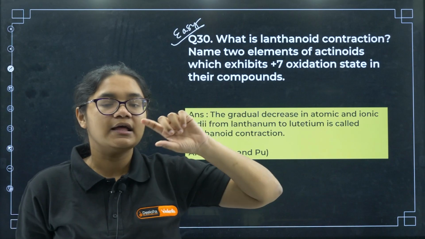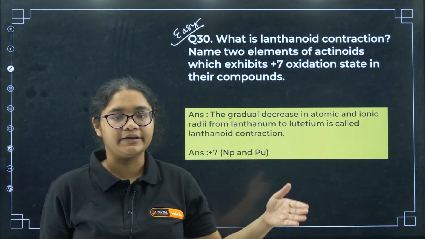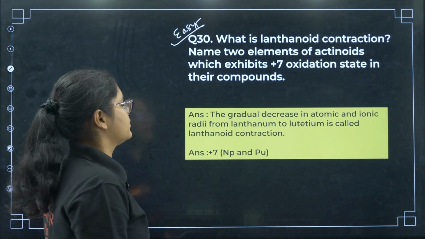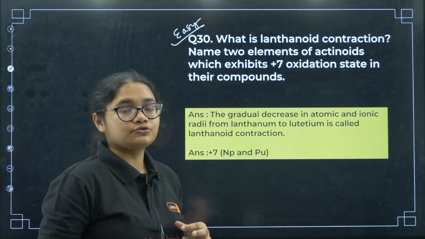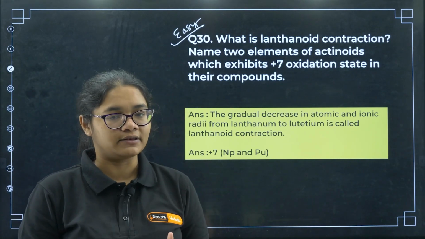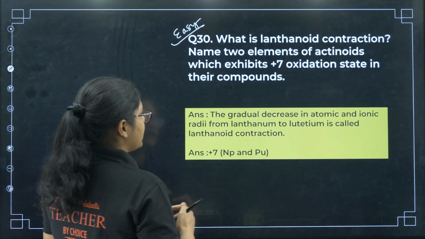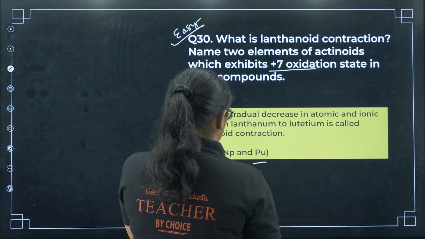All of you will be knowing the gradual decrease in the size of the lanthanides along the period due to the poor shielding of 4f orbitals is called lanthanide contraction. Apart from this, you should also be studying the consequences of lanthanide contraction and the cause of lanthanide contraction. Next, the two elements which exhibit +7 oxidation state are Np and Pu. Okay.